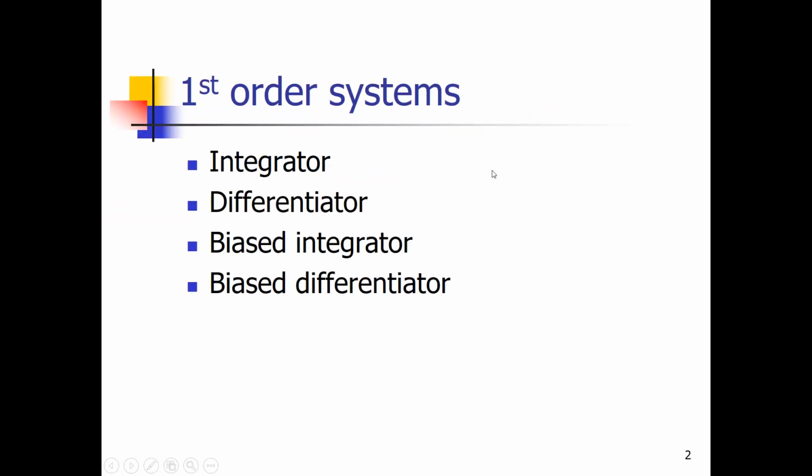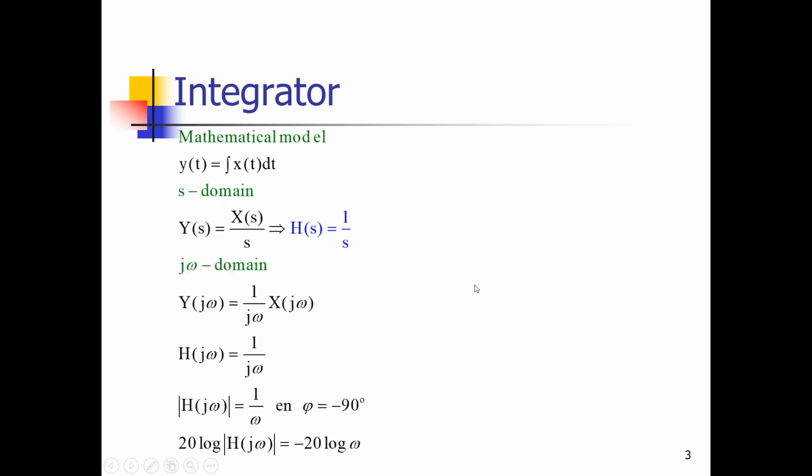First order systems can be divided in four groups. We have a so-called integrator, differentiator, a bias integrator, often called the first order system, and the bias differentiator. Let's start off with looking at the integrator.